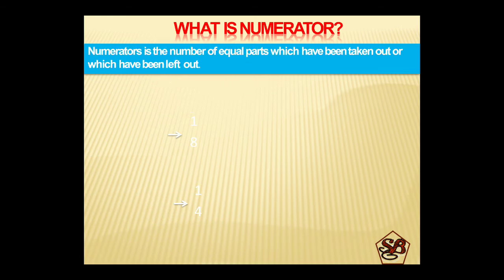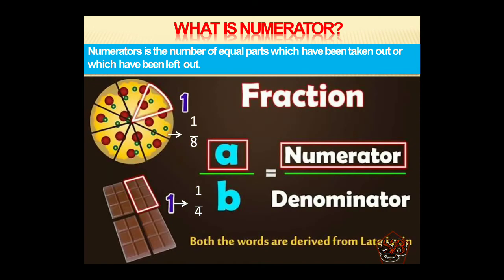What is numerator? Numerator is the number of equal parts which have been taken out or which have been left out. Let's understand with an example. Here you can see a pizza which has been divided into 8 equal parts, and out of that 1 part is highlighted. So 1 is the numerator. In the second example, the chocolate has been divided into 4 parts, and again 1 part is highlighted. So 1 is the numerator.